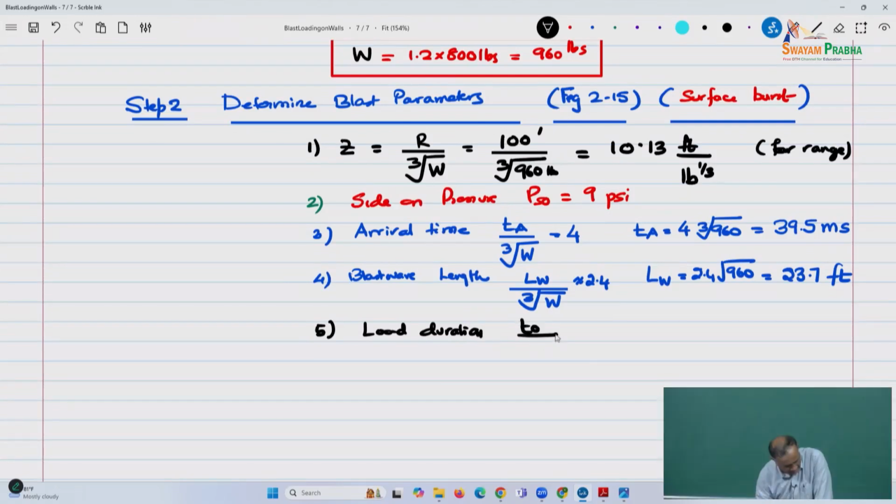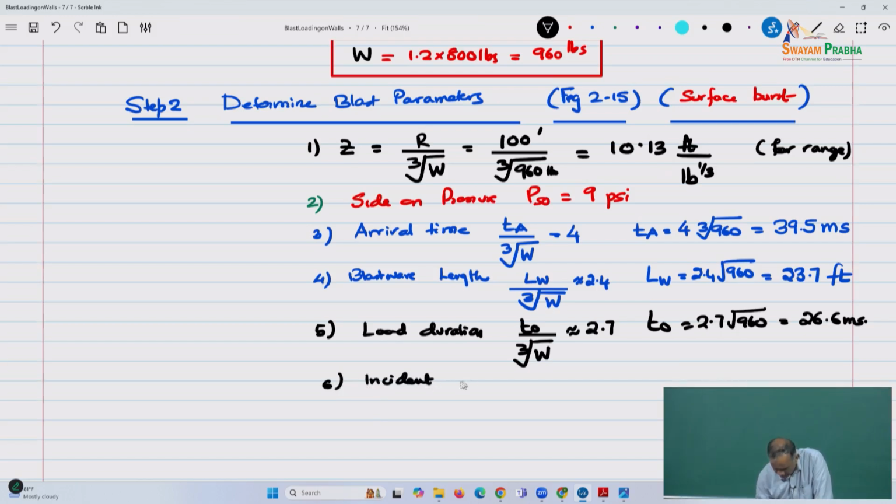T naught by cube root of W is 2.7. So T naught is 2.7 cube root of 960. The units are in milliseconds. And I don't think we'll need it, but we'll pull out all the parameters. And incident impulse IS by cube root of W is 8. So IS itself is 78.9.